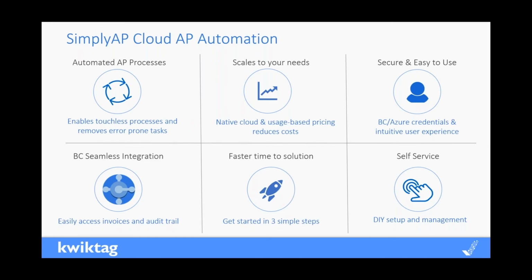So when we look at automation of the AP processes, SimplyAP has certain capabilities that, for example, enable a touchless process, so that as soon as an invoice comes in, based on a little bit of configuration, especially for purchase order invoices, it can be completely touchless, and within a few minutes, the invoice is actually created in Business Central, ready to be processed and paid, right? So very powerful capabilities there as part of the product.